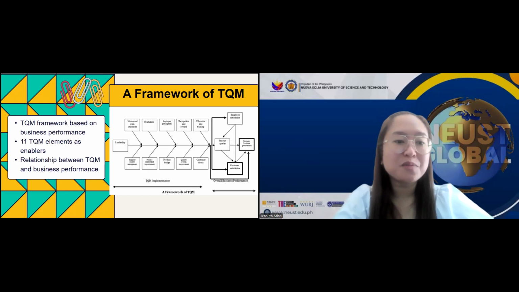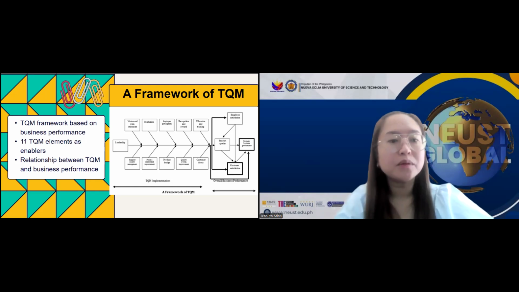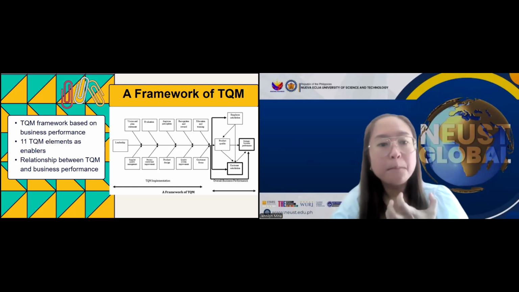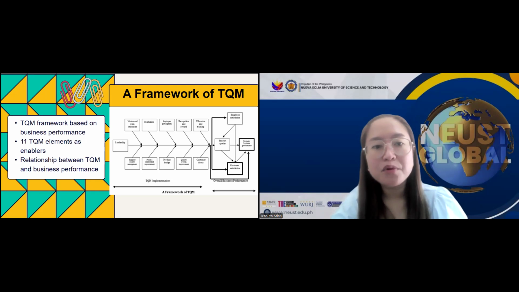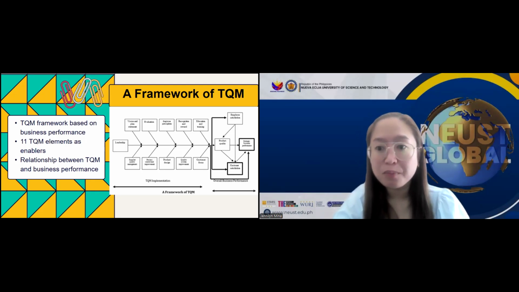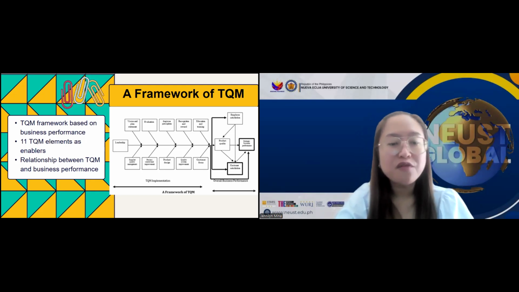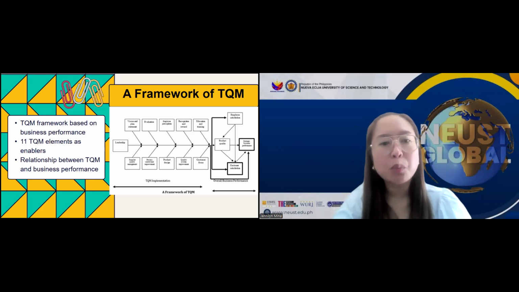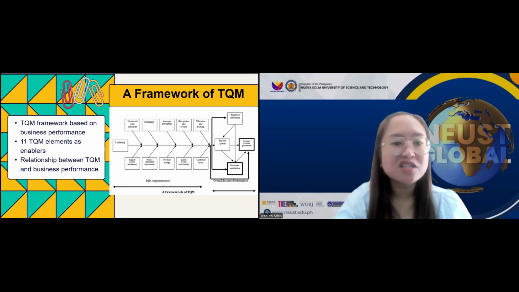The overall business performance can be seen on the right side. These elements show how total quality management leads to success. For example, employee satisfaction: motivated employees improve performance. Product quality: there are fewer defects and better performance. Customer satisfaction: happy customers lead to brand loyalty. And strategic business performance: there is higher profit, growth, and competitiveness.